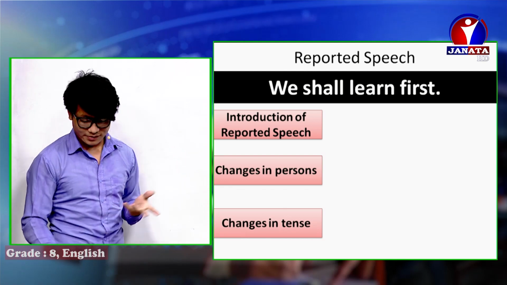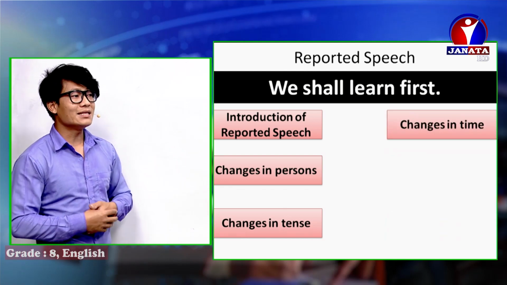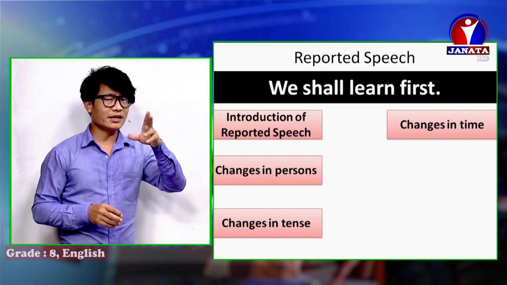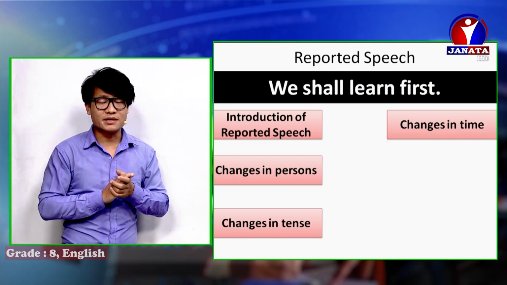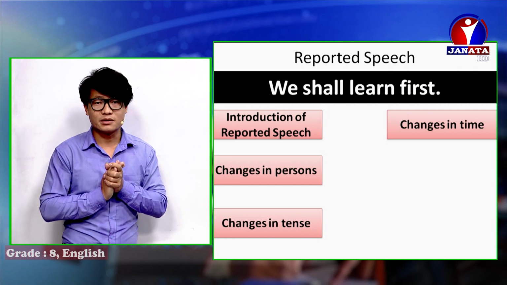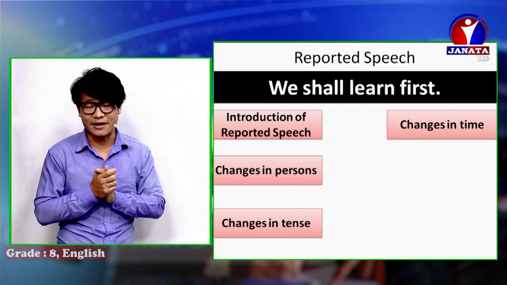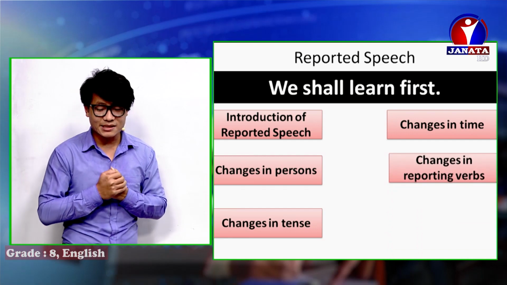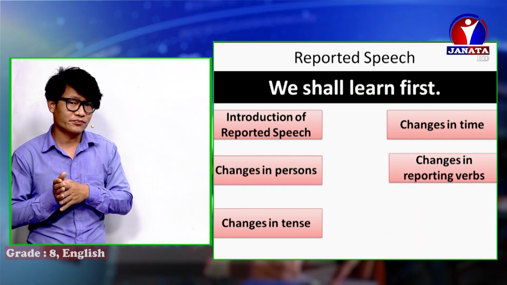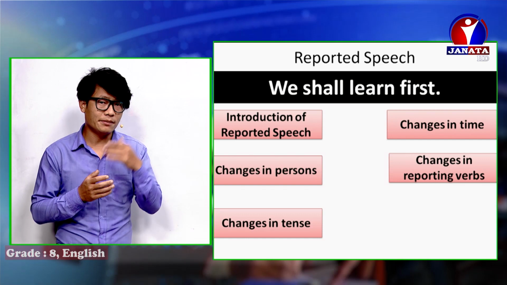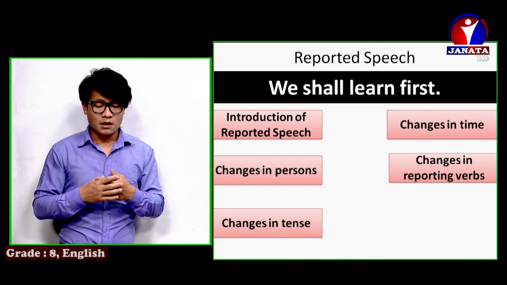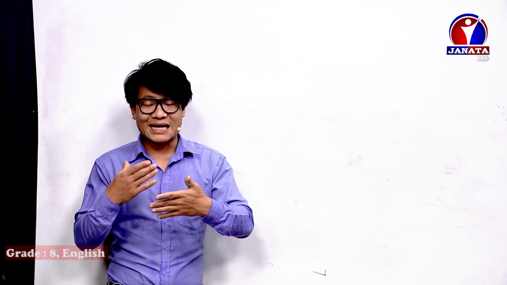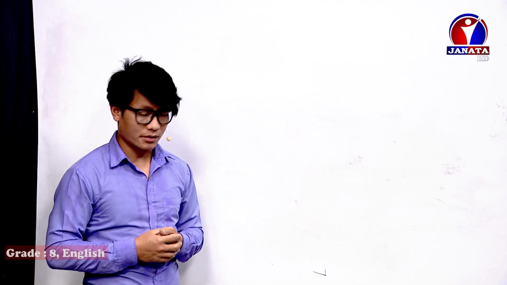I will show you later. Next, changes in the time, for example, now, then. These are the changes of the times we will learn. Next, changes in reporting verb. There are two types, past and present. Even there is a future. So what will happen when there is a change in the reporting verb? I will show you and we will learn.